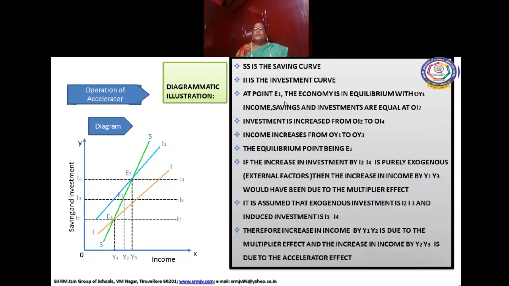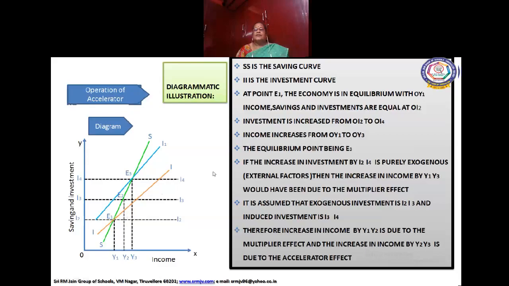At point E1, the economy is in equilibrium with income OY1. Savings and investment are equal at OI2. Where is it equal? It equals at I2. Savings and investment are equal at I2, and income equals Y1, that is O to Y1.